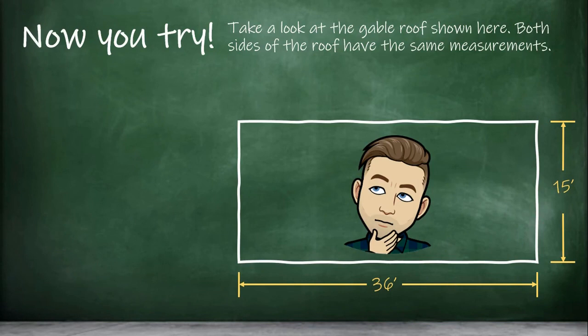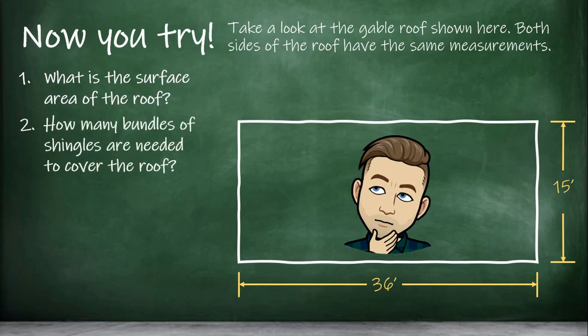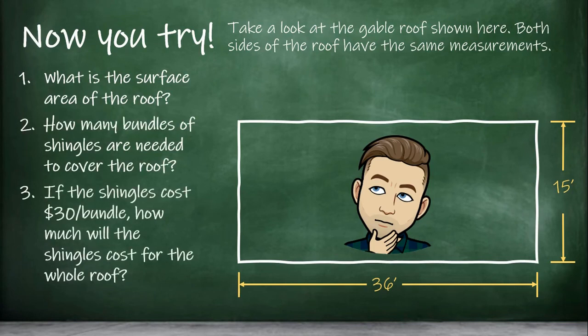Now you try. Take a look at the new dimensions for the roof. And remember that there are two sides, each with the same measurements. What is the surface area of the roof? How many bundles of shingles are needed to cover the roof? And if these shingles cost $30 a bundle, how much will the shingles cost for the whole roof?